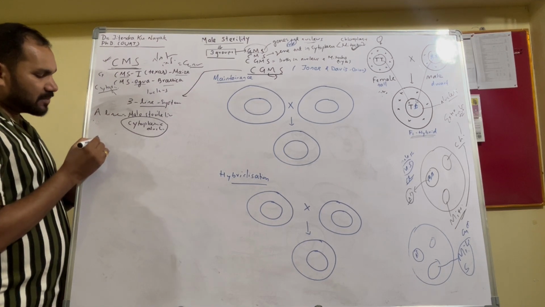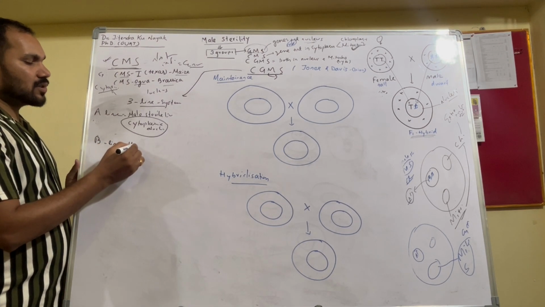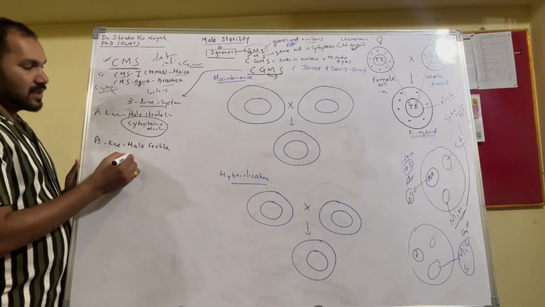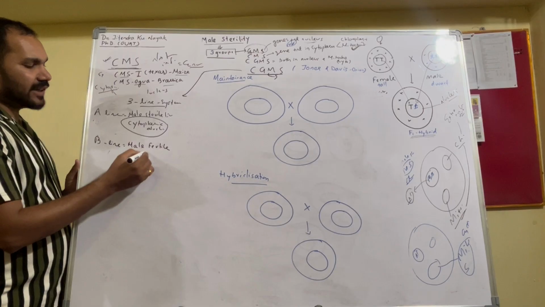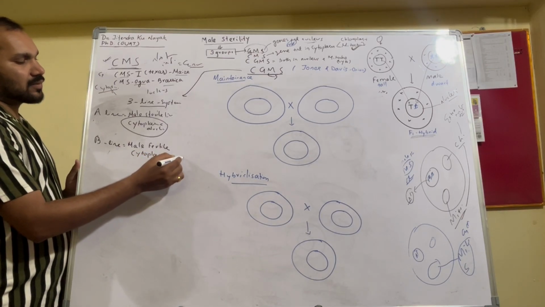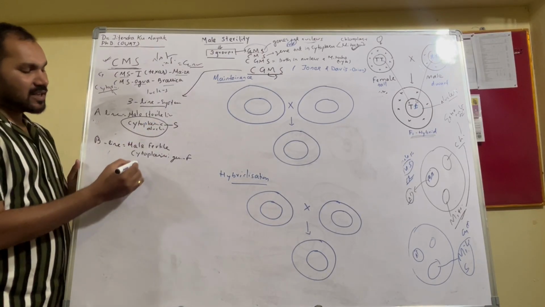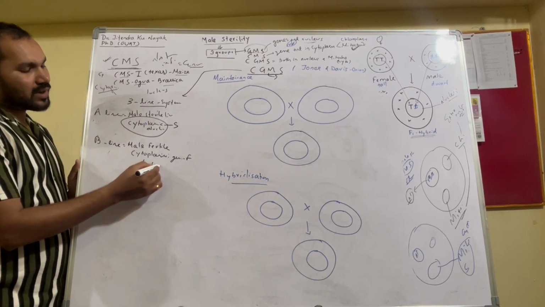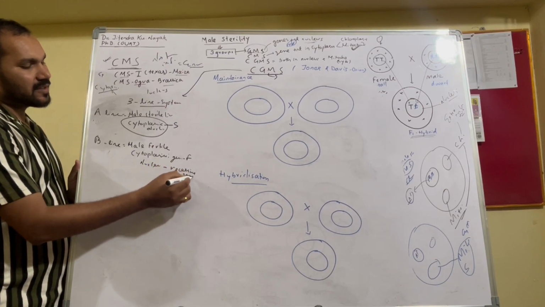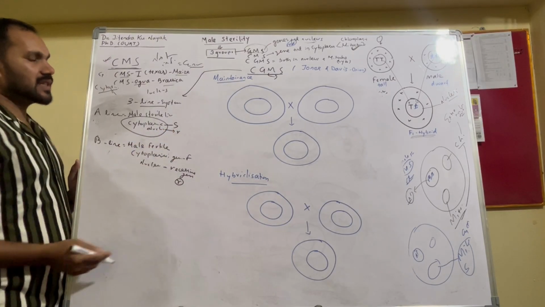Another is the B line. The B line is male fertile, but it is controlled by the cytoplasmic fertile gene. Here in the A line, the cytoplasm contains the sterile gene, and the nucleus contains the recessive gene, that is r. So here also the nucleus contains the recessive r.